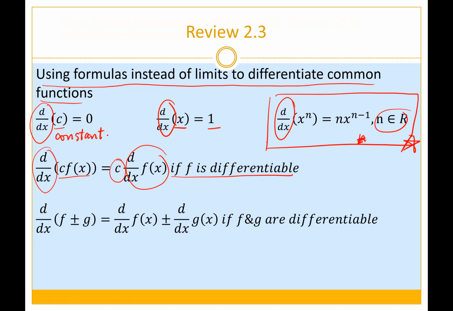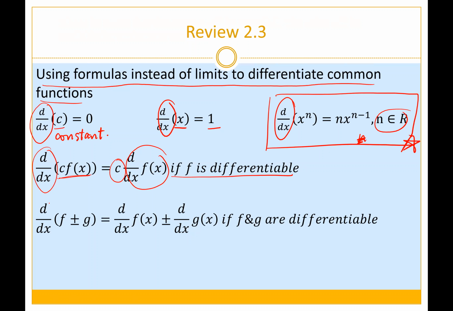And so if you have a scalar multiple of a function, then the derivative of that is going to be that constant multiplied by the derivative of that function, if f is differentiable. This is a very important condition because it makes sure that this term exists.